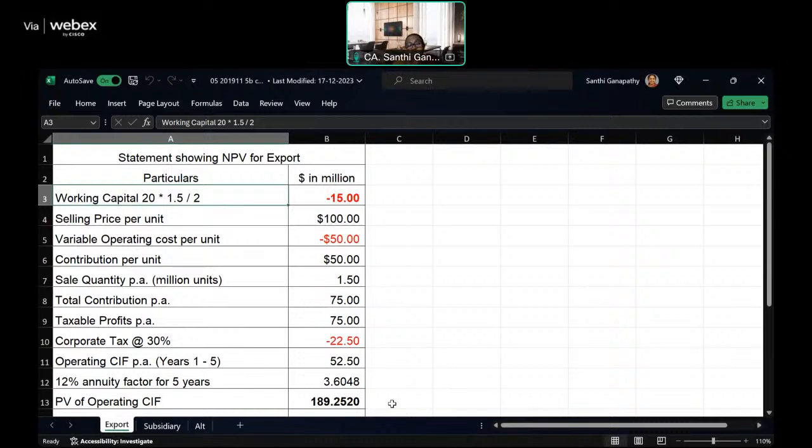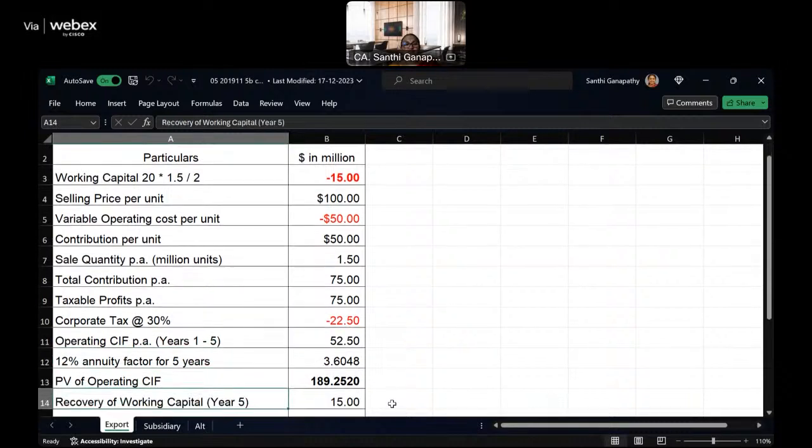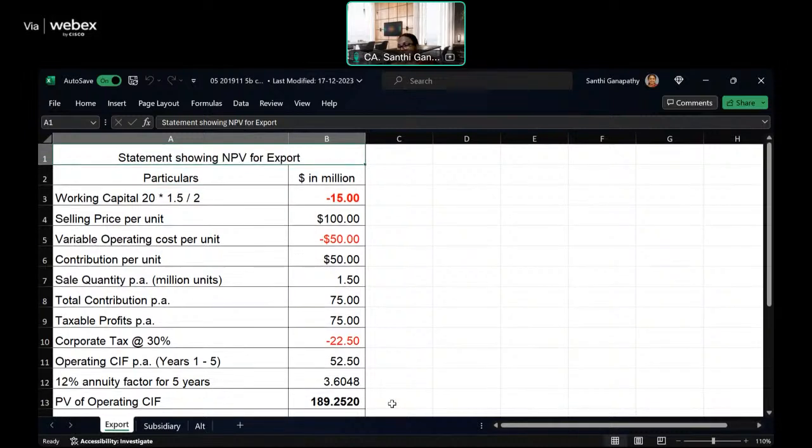So what is the investment in working capital? What is the selling price? What is the variable operating cost? What is the contribution? What is the sale quantity? Total contribution. What is the taxable profit? How much is the corporate tax rate? Operating cash inflow. Annuity factor. Then what is the present value of operating cash inflow? Then we will consider the recovery of working capital also. This is it okay?